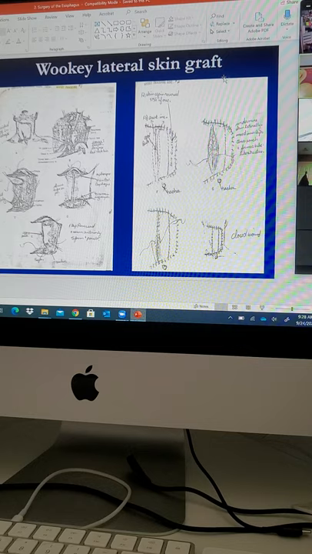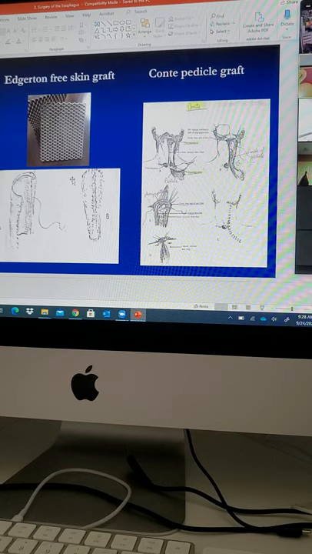So this is not a free skin graft. It's the lateral, all right? And the last one was the Conte. Okay, this is the pedicle.